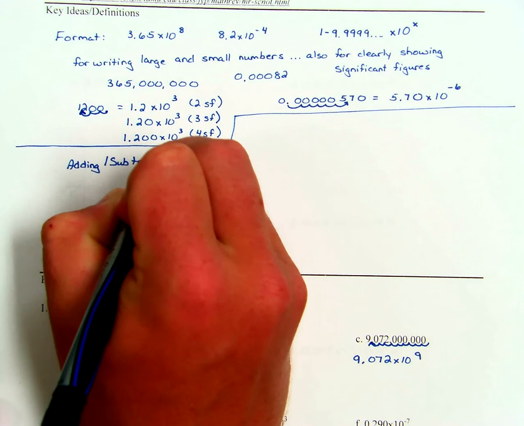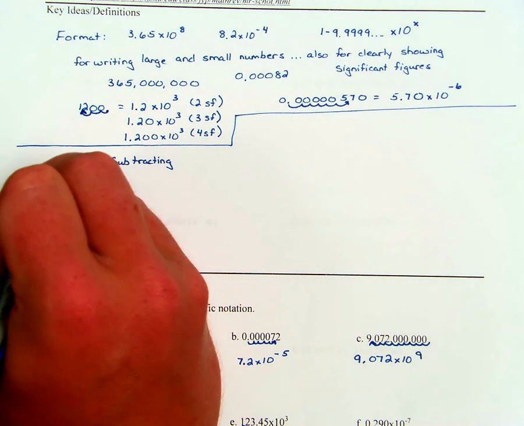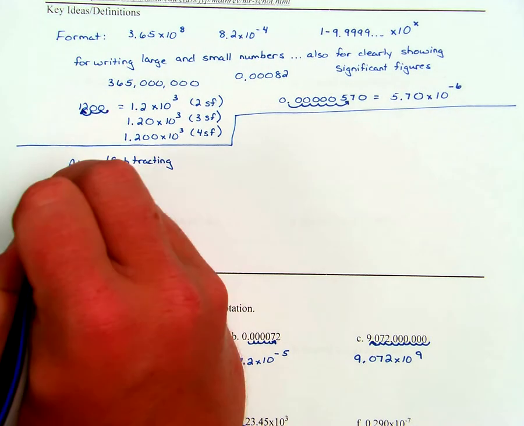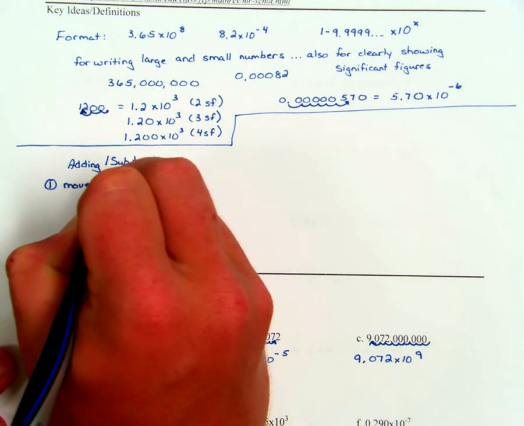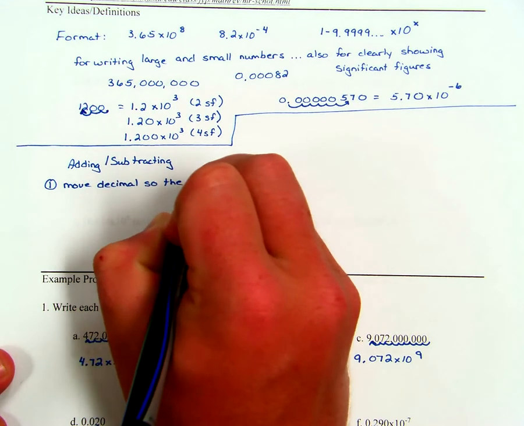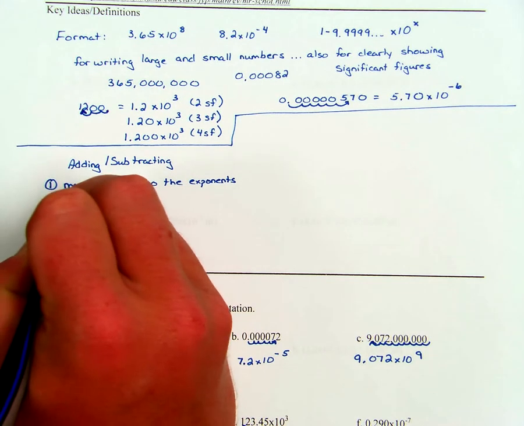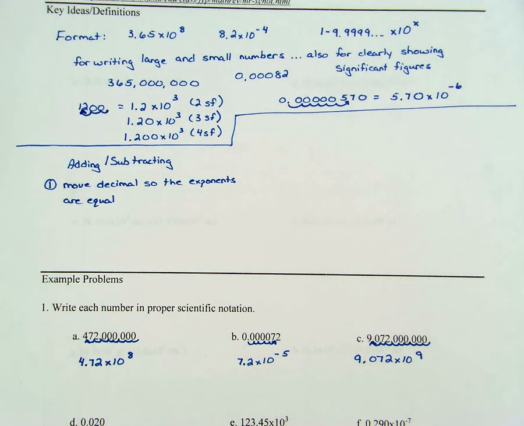Alright, the first thing we need to do, if we're adding or subtracting in scientific notation, we need to move the decimal so the exponents are equal. And we're going to kind of jump back and forth here between this page and the next page so we can see these rules in action.